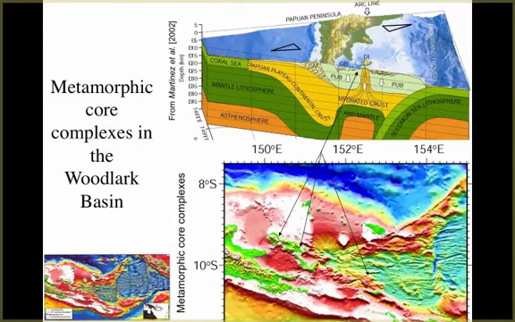We also see places in the Woodlark Basin where low-angle normal faults are bringing up lower ductilely deformed continental crust in metamorphic core complexes. And these may be in places where magma is less abundant in this rifting system.